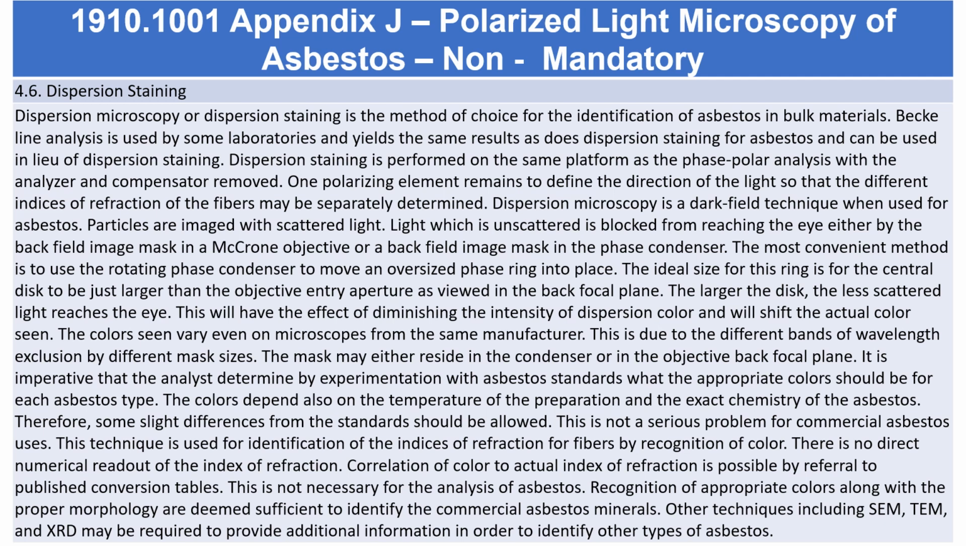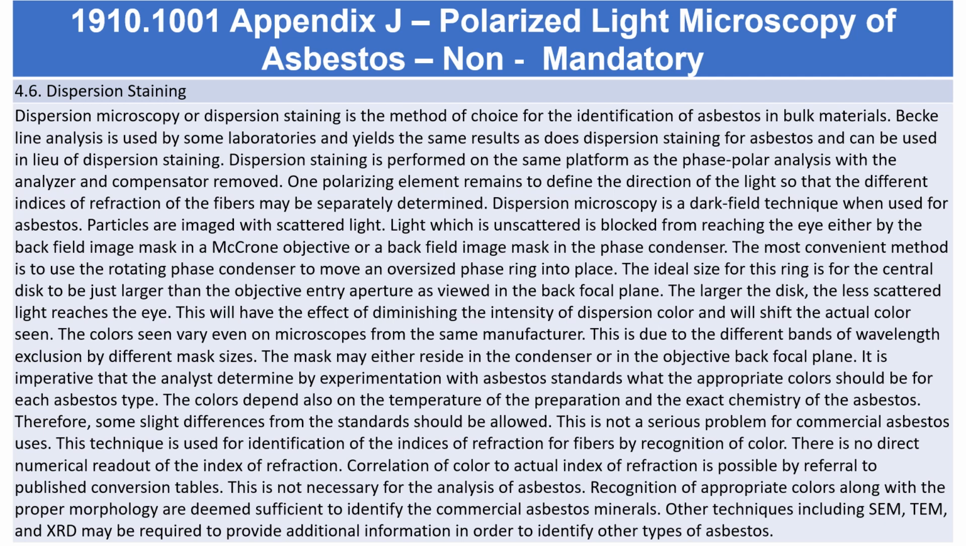It is imperative that the analyst determine by experimentation with asbestos standards what the appropriate colors should be for each asbestos type. The colors depend also on the temperature of the preparation and the exact chemistry of the asbestos. Therefore, some slight differences from the standards should be allowed. This is not a serious problem for commercial asbestos uses.